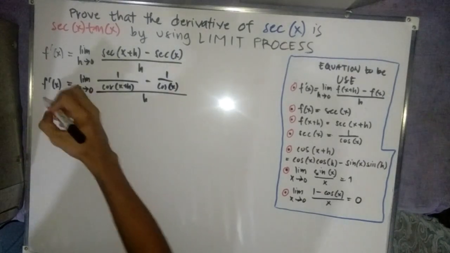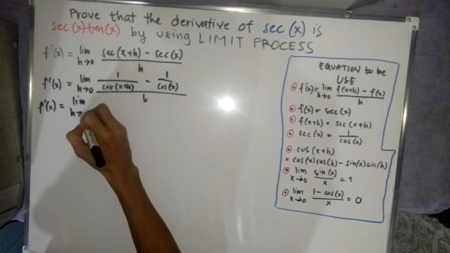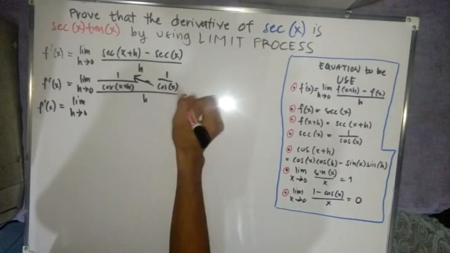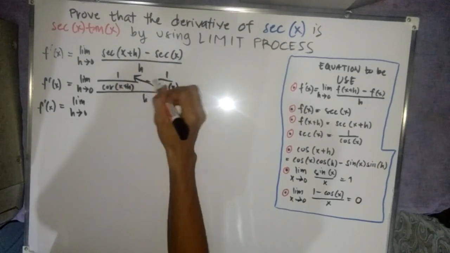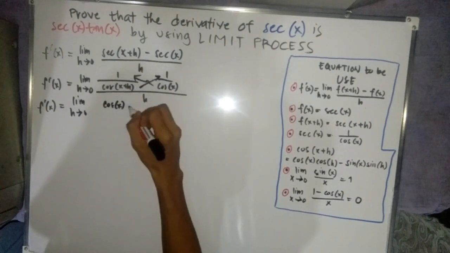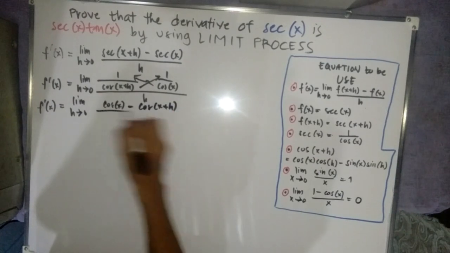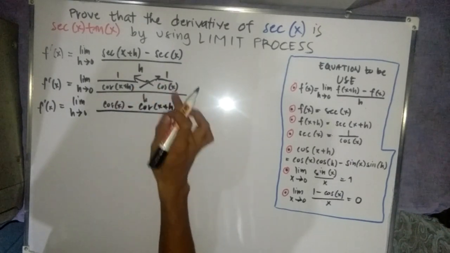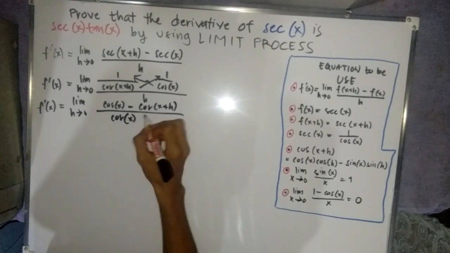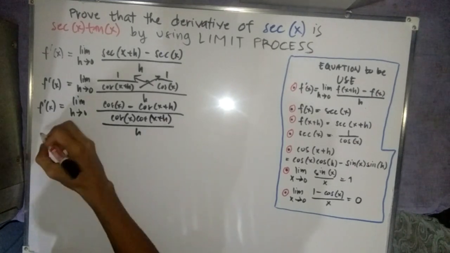Sunod, i-multiply natin yung both denominators sa numerator. Parang ganito siya. Yung cosine x dito, then yung cosine x plus h dito. Then cosine x times 1 is cosine x, minus cosine x plus h times 1 is cosine x plus h. Okay. All over, yung common denominator natin is just multiplying cosine x and cosine x plus h, all over h.